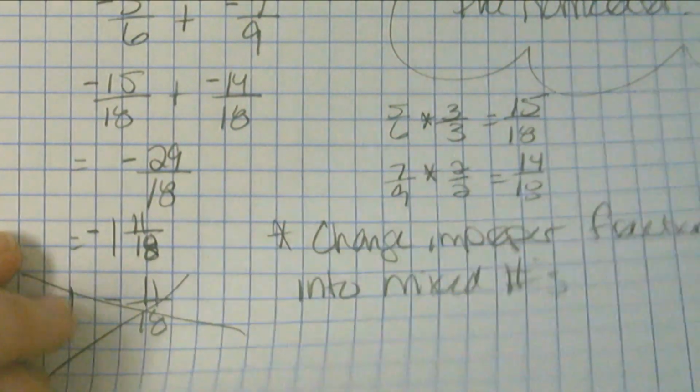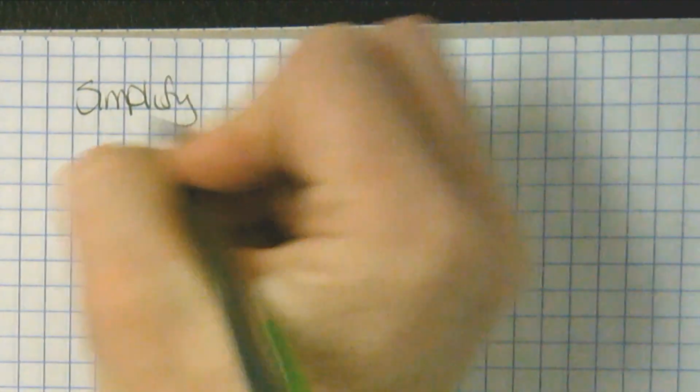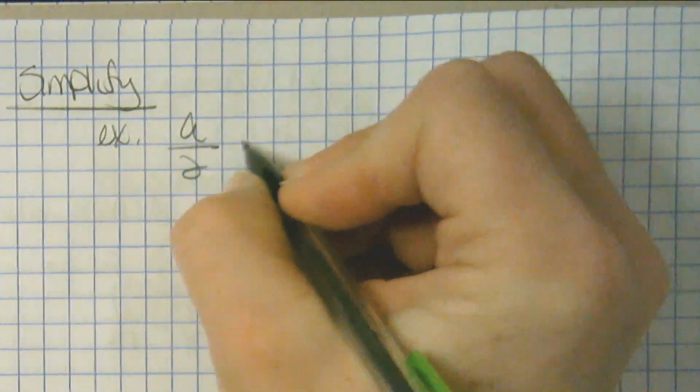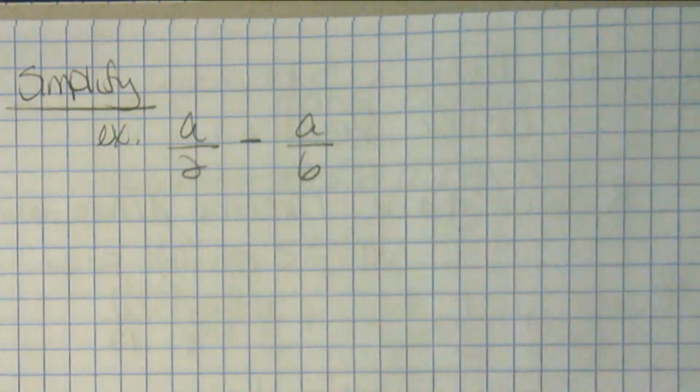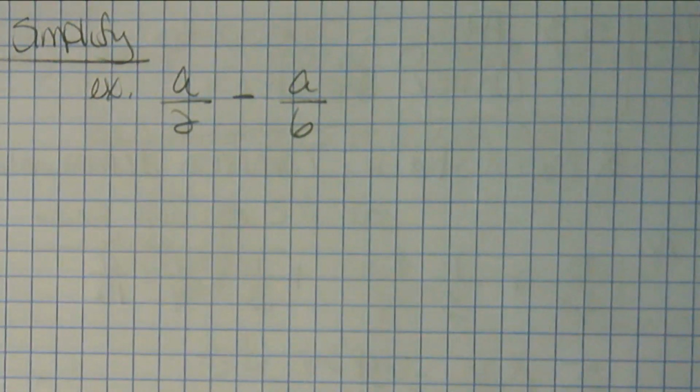Okay, let's see what happens when we have variables. I do have a change to your homework tonight, so when we get done with class, I'm going to have you get your assignment notebooks out. All right, so I want you to simplify this expression. Here's my example: I have a over 2 minus a over 6. So now I have variables involved. The process is still the same.